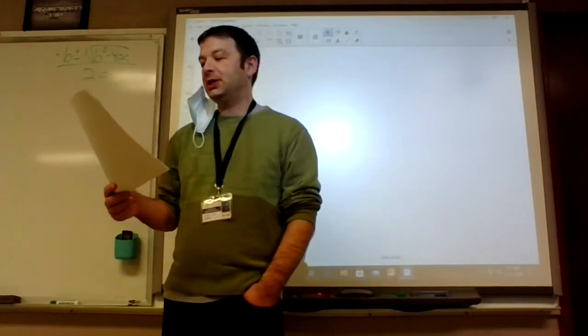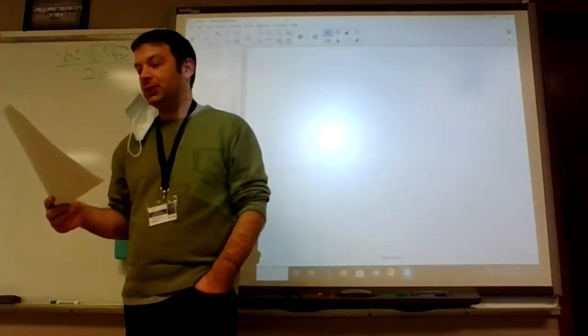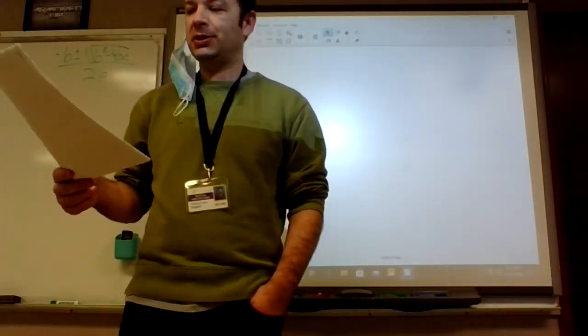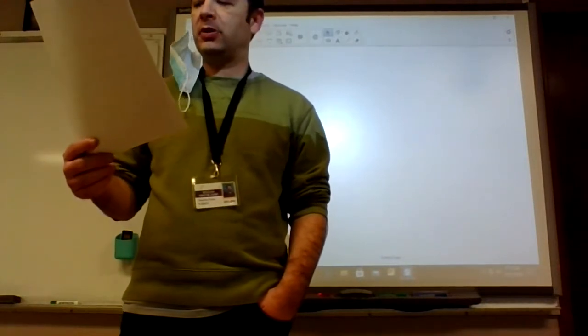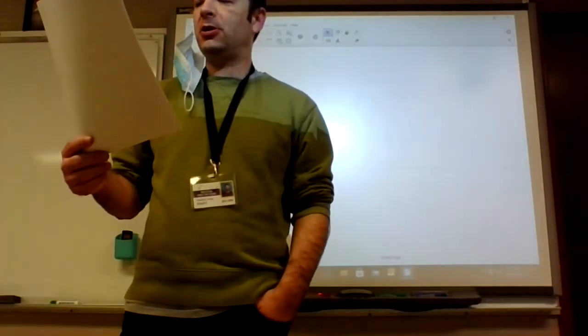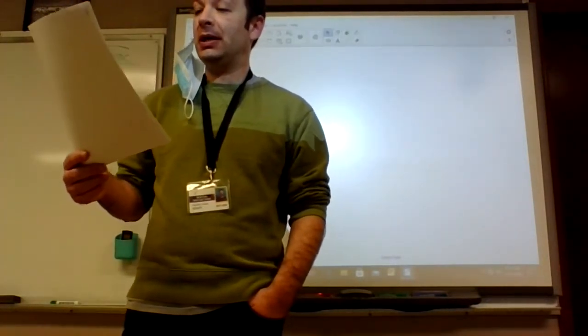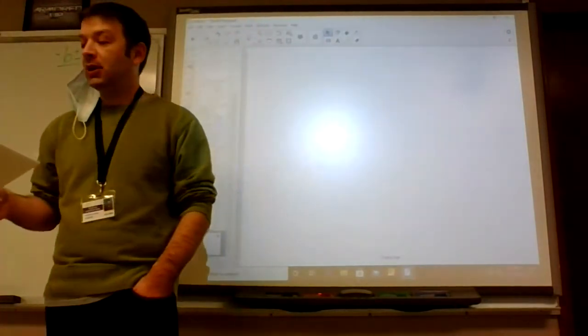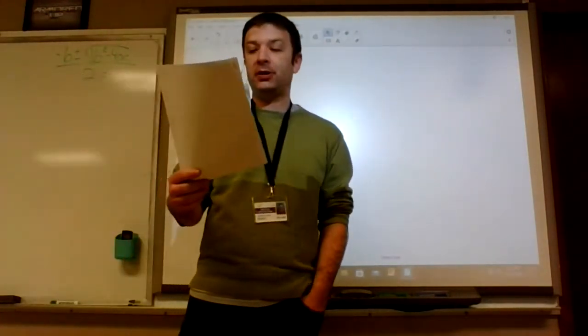Number 3, HG and GI intersect at point G. Notice G is in the name of both lines. Number 4, collinear means they share a line. You will need to know that. A, B, and C are all in the same line.